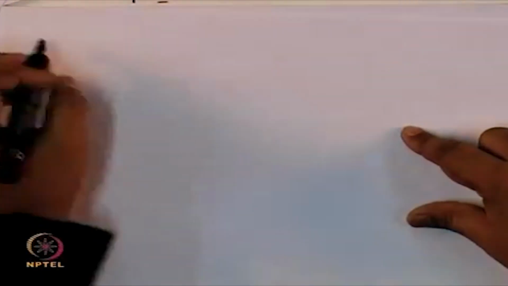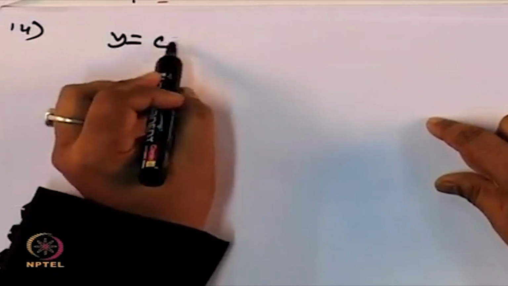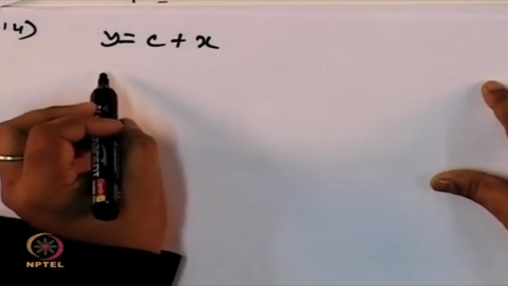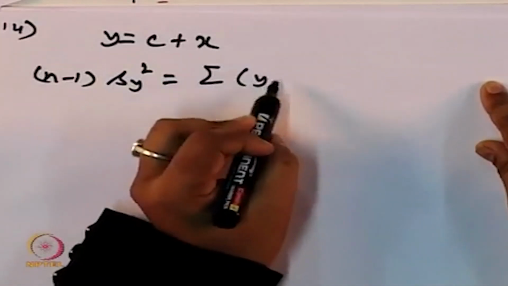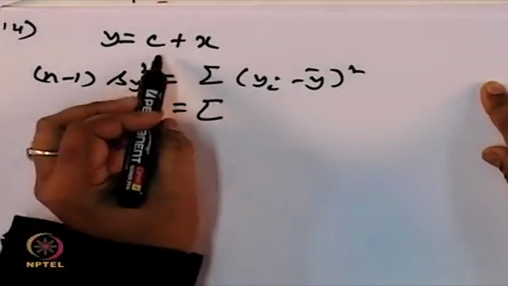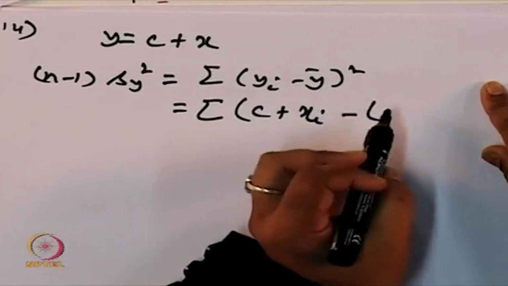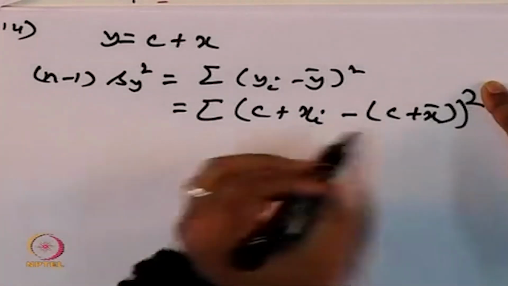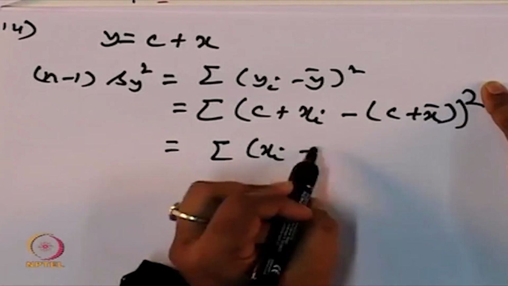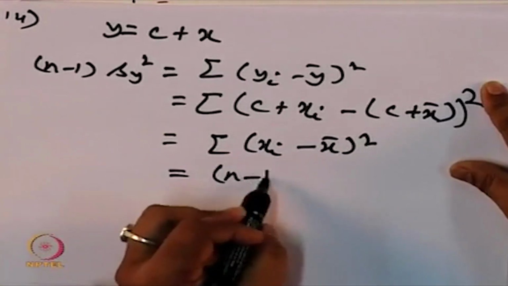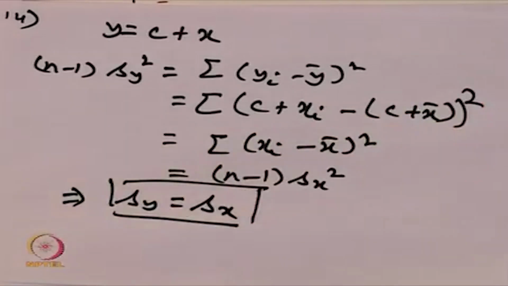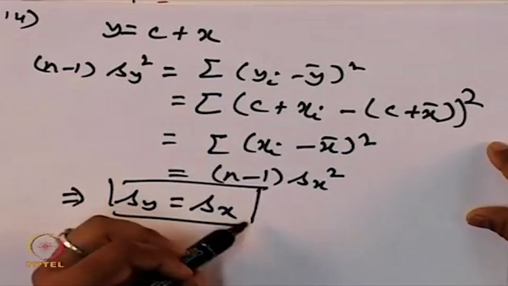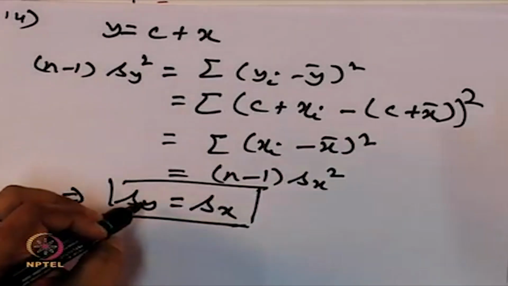For this next case, if my y is defined by c plus x, then similarly n minus 1 into sy square is equal to summation yi minus y bar whole square. But in this case yi is c plus xi and y bar is c plus x bar. So I can deduct c from each, which is nothing but xi minus x bar whole square. This is nothing but n minus 1 into sx square. So sy is equal to sx. When a constant is added to the values, it does not change the standard deviation. In other words, standard deviation is insensitive to any constant being added.